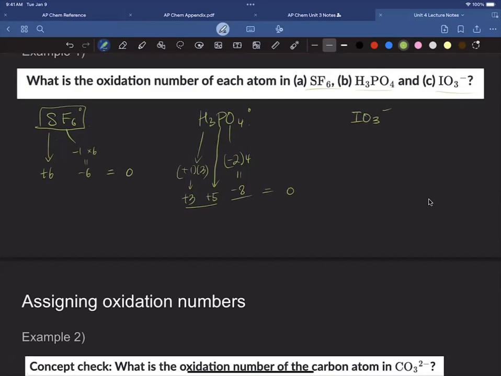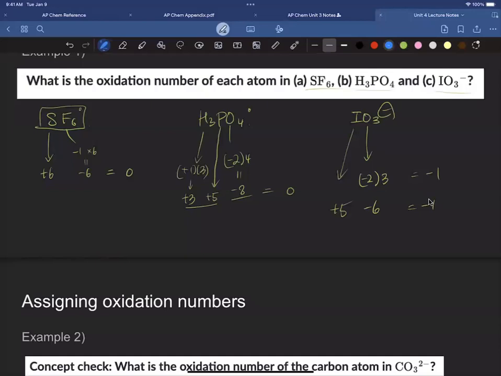How about IO3-? In this case, we know the total has to equal -1 in the end. We know that O usually has -2, and there are 3 of them, so that's going to be -6. What does I have to be? Well, I has to be, in this case, +5, in order to become -1.